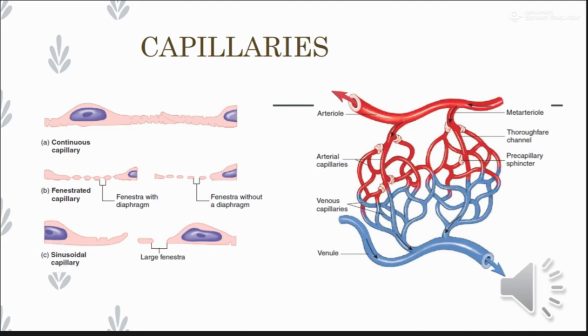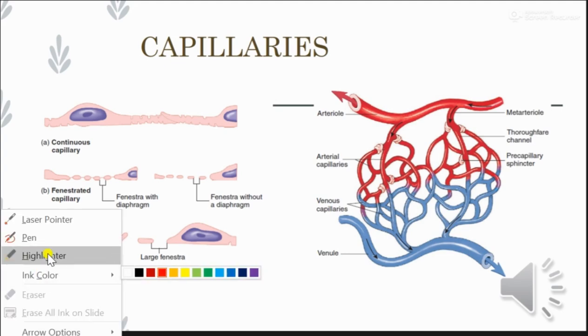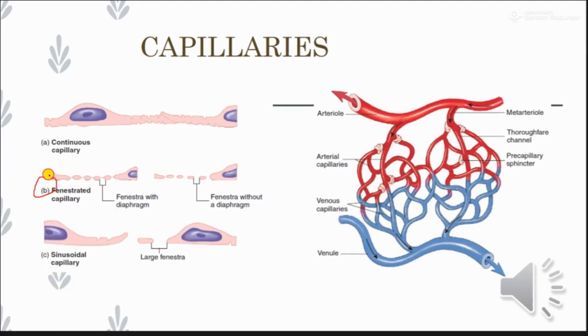On the other hand, the letter B, fenestrated capillary, as you can see, they have windows 7 to 100 nanometers in diameter and also covered by a diaphragm. And these capillaries are highly permeable. So they could be seen in intestinal villi, ciliary processes of the eyes, choroid plexus of the CNS, and glomeruli of the kidneys. In fenestrated capillary, we can see that there are fenestrae or windows with and without a diaphragm.